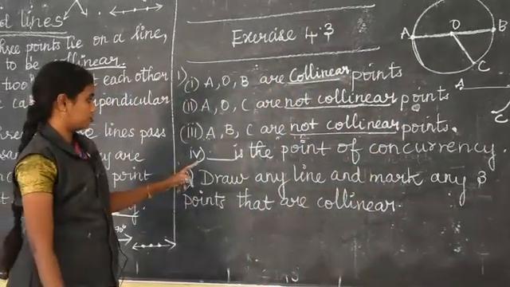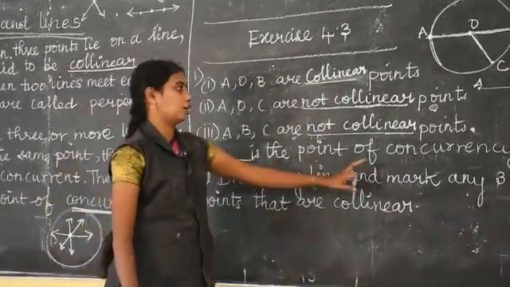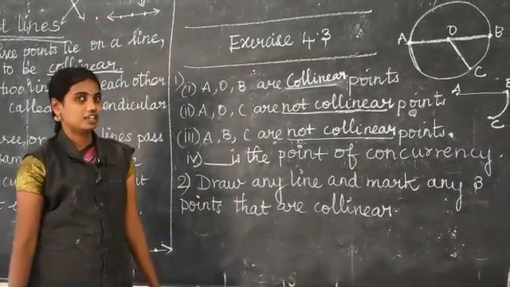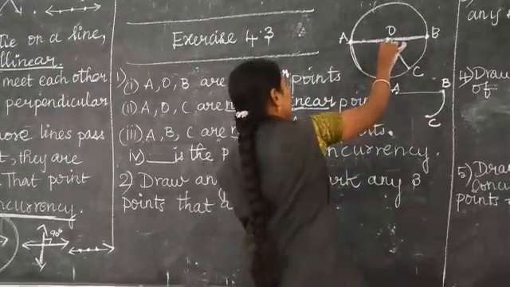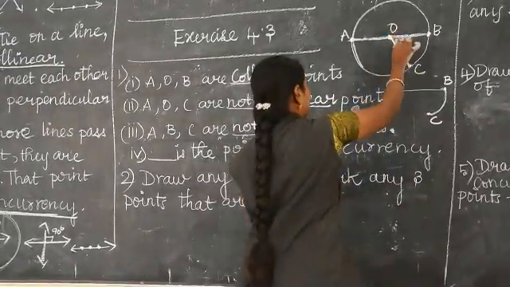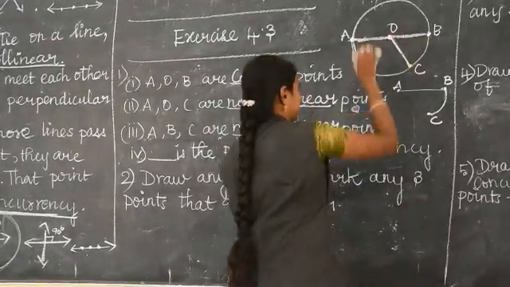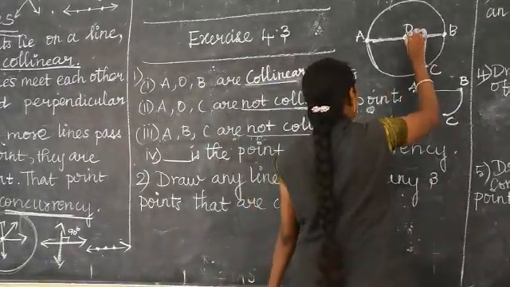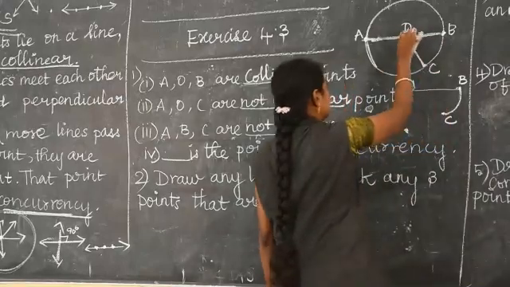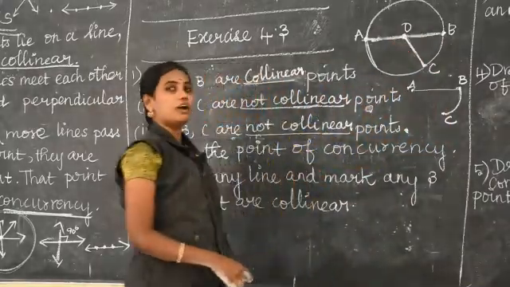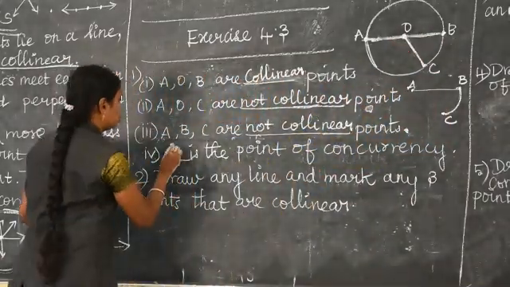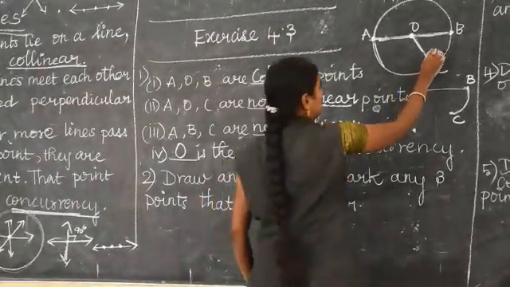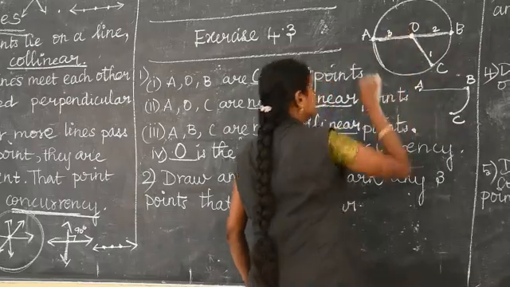Next, option 4. Dash is the point of concurrency. Point of concurrency means what did I say? When through one point, 1 line, 2 lines, 3 lines are going. So yes or no? Through one point, if 3 lines go, that point is called the point of concurrency. So the O is the point of concurrency because here is 1 line, here the second line, and the 3rd line.